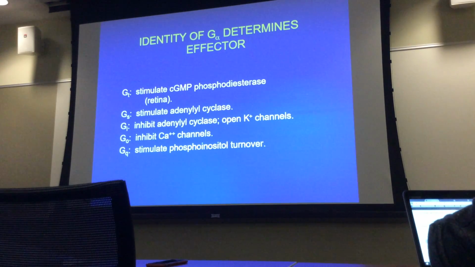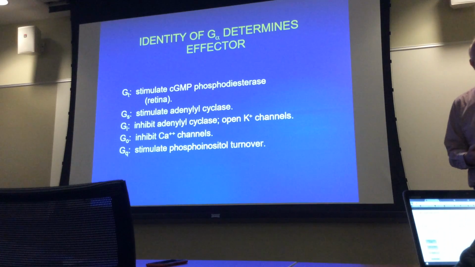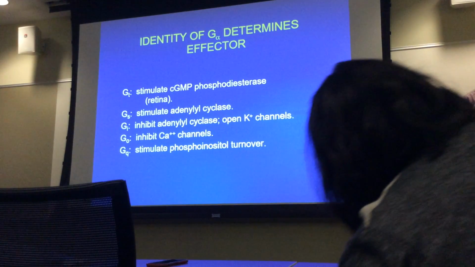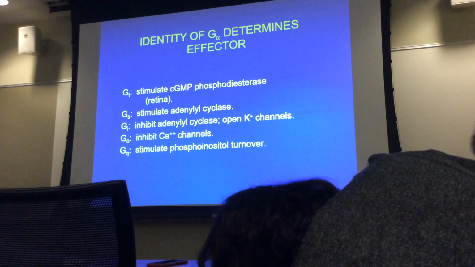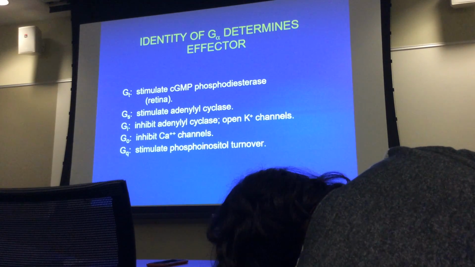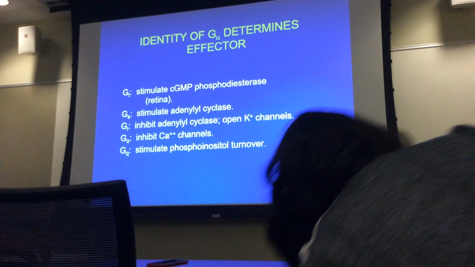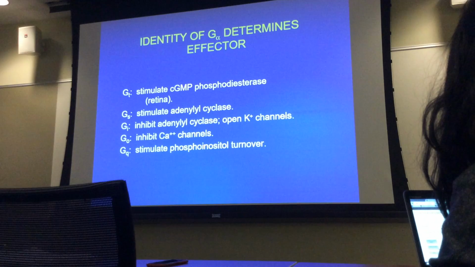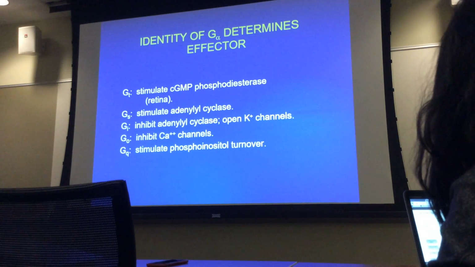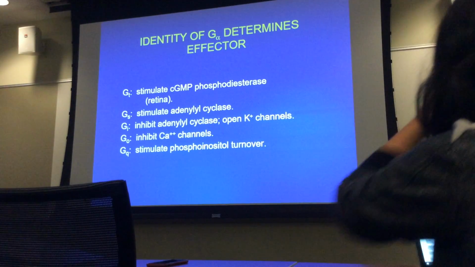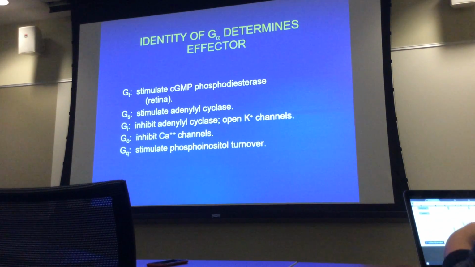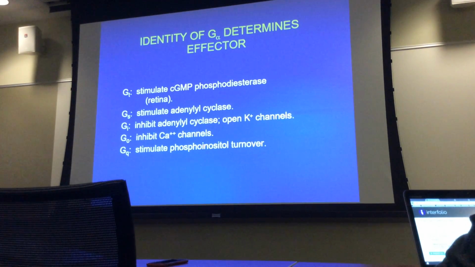So, the identity of the G alpha subunit determines which effector is going to be used. There's all kinds of effectors that mediate the biological functions of these receptors, and it's the identity of the G alpha that determines which effector is going to be activated or inactivated, depending upon the type of receptor you're looking at. There are 5 major classes of G alpha. There are also some minor classes, which we're not going to talk about today.